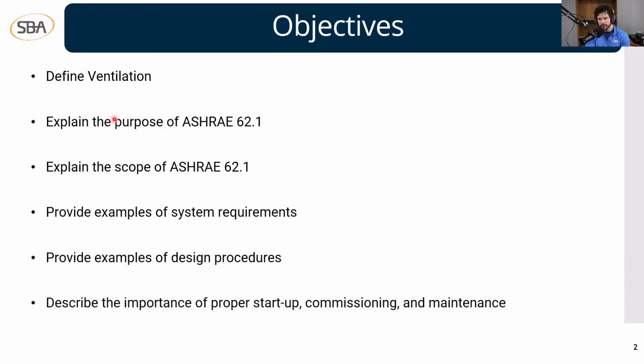So here are our objectives for this podcast. We have defining ventilation. We have explaining the purpose of ASHRAE 62.1. We have explaining the scope of ASHRAE 62.1. We're going to be providing some examples of system requirements. We're also going to be providing some examples of the design procedures. And also, we're going to be describing the importance of proper startup, commissioning, and maintenance.